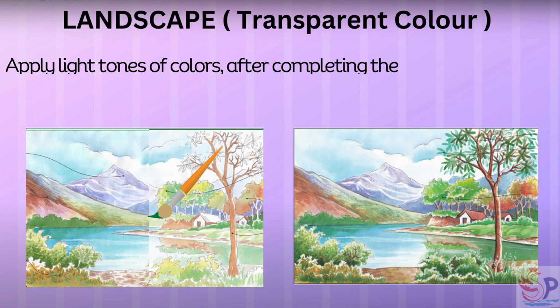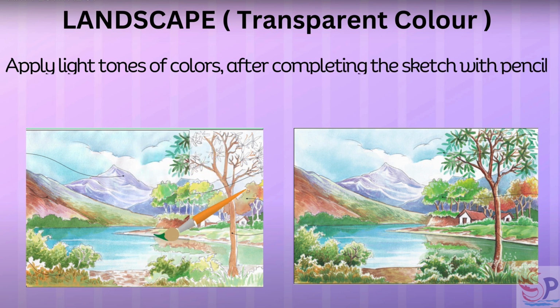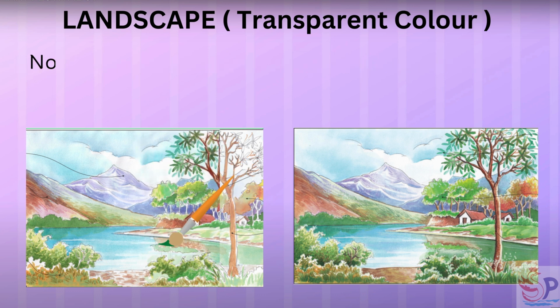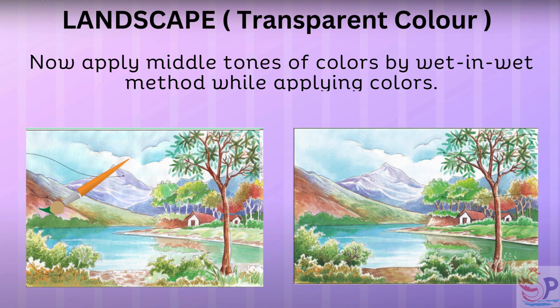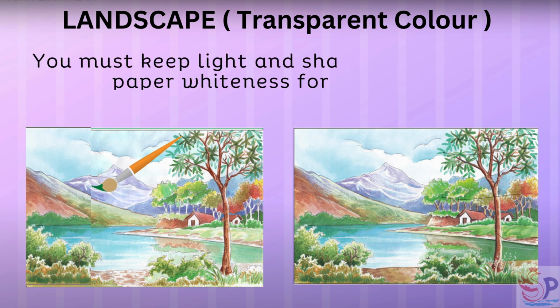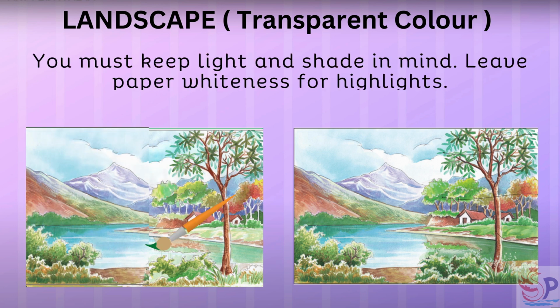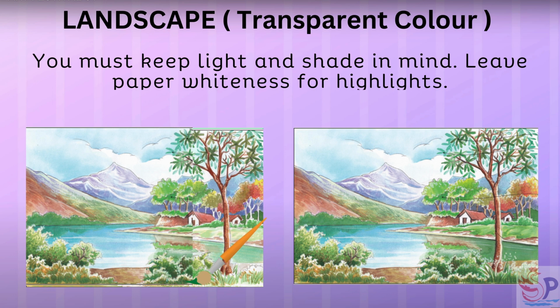Apply light tones of colors after completing the sketch with pencil. Now apply middle tones of colors by the wet in wet method while applying colors. You must keep light and shade in mind. Leave paper whiteness for highlights.